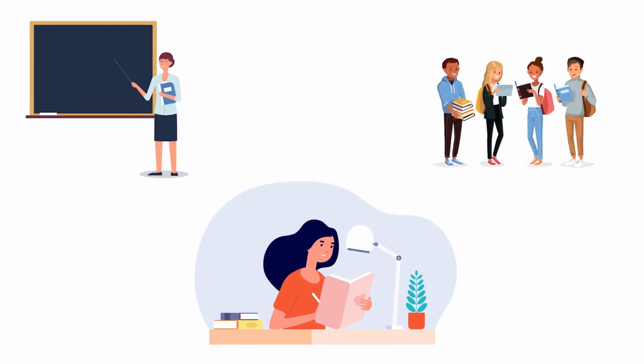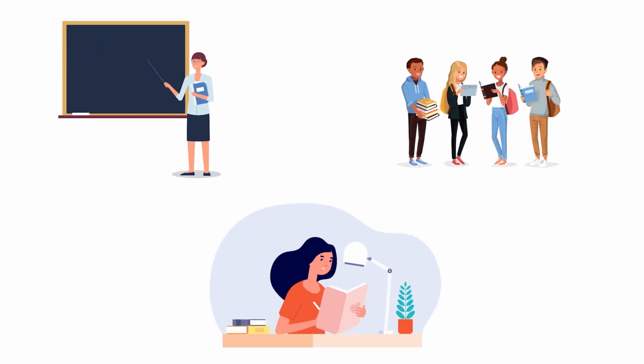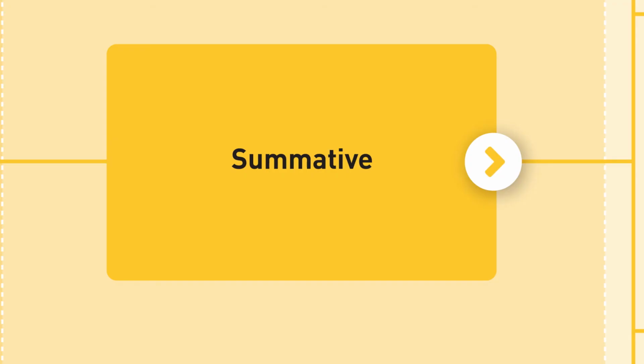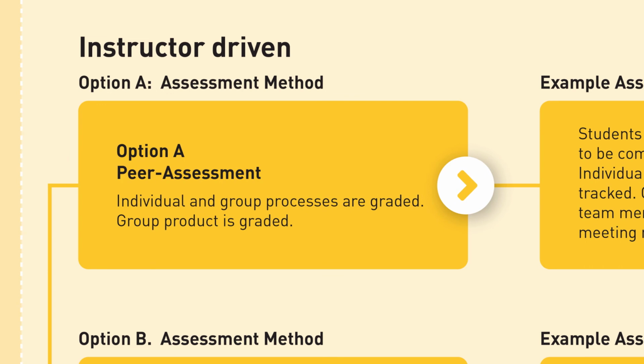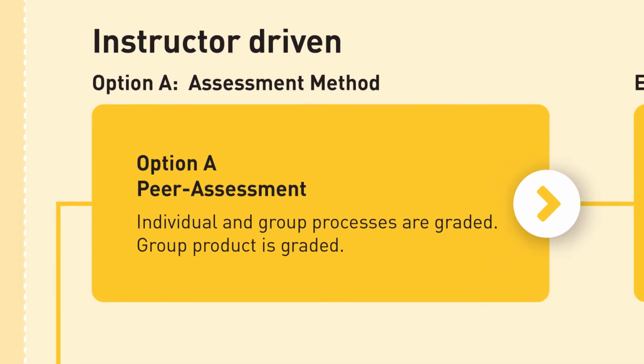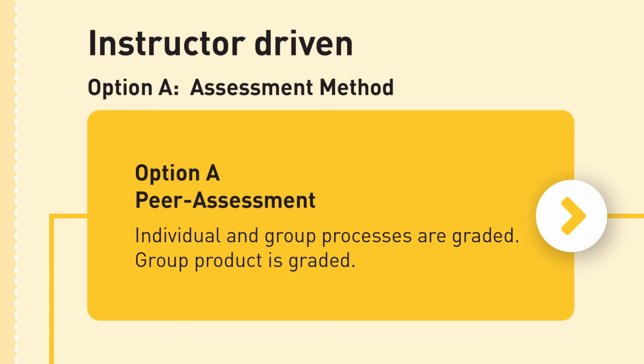After figuring out who will be involved in this summative assessment, we can then find a way to break down a student's grade in an appropriate way. So what if we decide that this assessment will be instructor-driven? Our first option is option A, peer assessment. Assessment method. Individual and group processes are graded. The group product is graded as well.